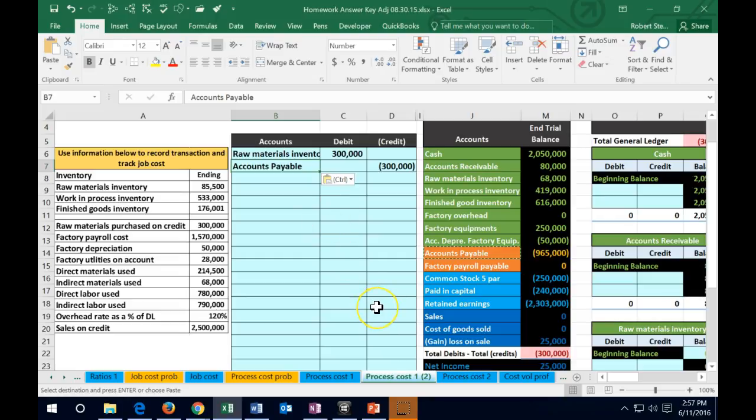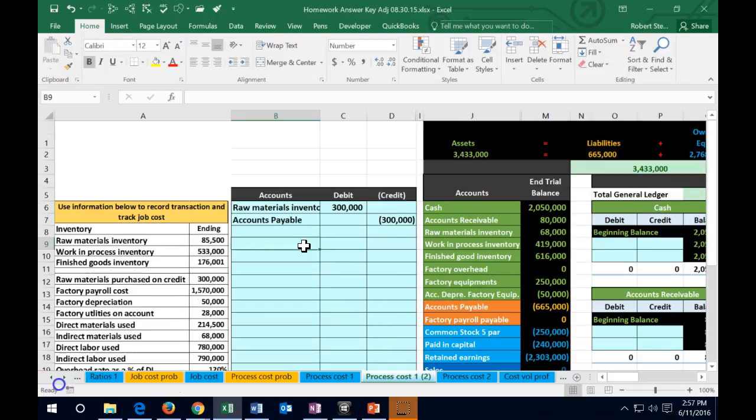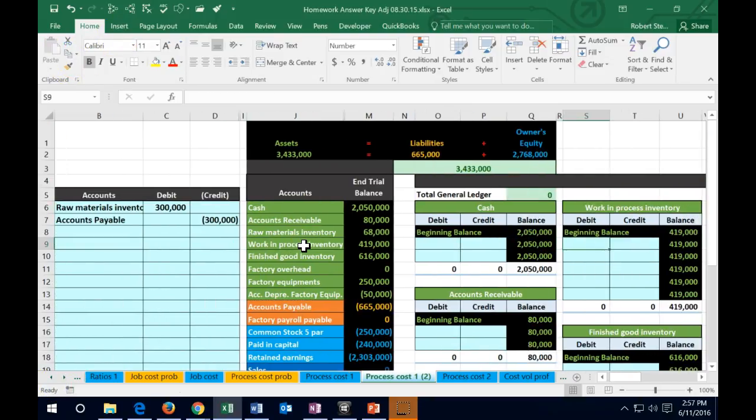Now we're going to post this to the general ledger. This is called posting to the general ledger, as we've done many times in the past. So the general ledger will be in order, the same as the trial balance. So we've got the assets, then the liabilities, then the equity, and then the income statement. So we're looking for raw materials. It's the third account on the trial balance. Therefore, it'll be the third account on the general ledger.